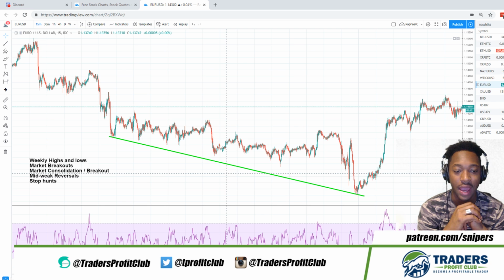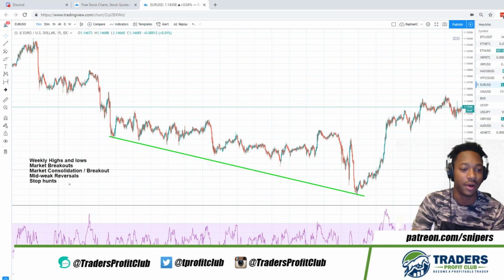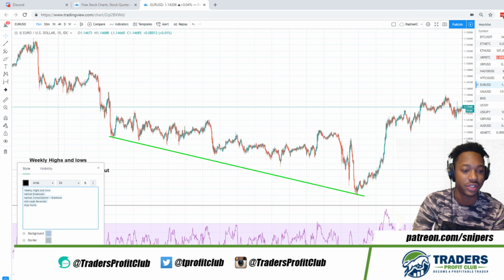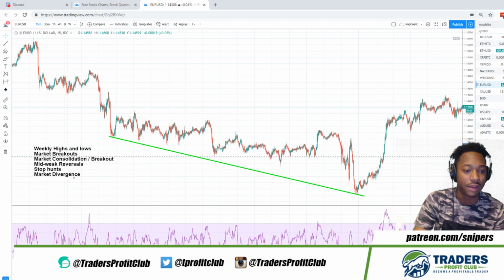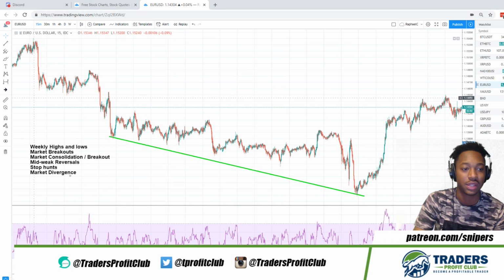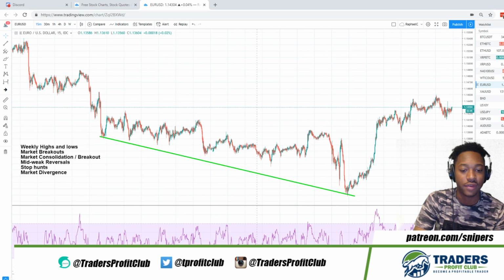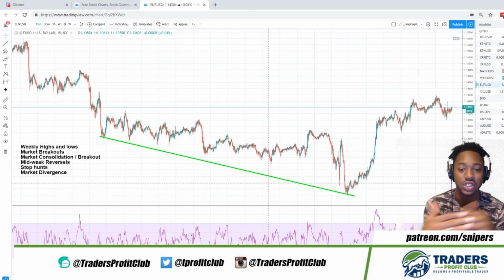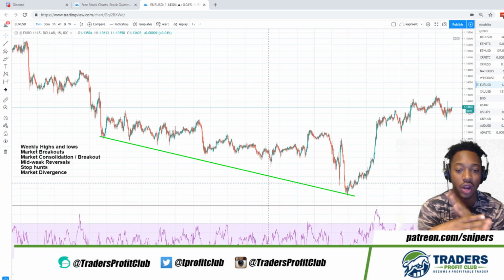So that being said, you guys, I wanted to talk about divergences. Market divergence is another thing I'm going to be talking about as well. You guys know what a market divergence is. It's basically when your price is going one way and then you have your indicator going another way. So essentially it's just making a cross parallel to it. So it's making a divergence.